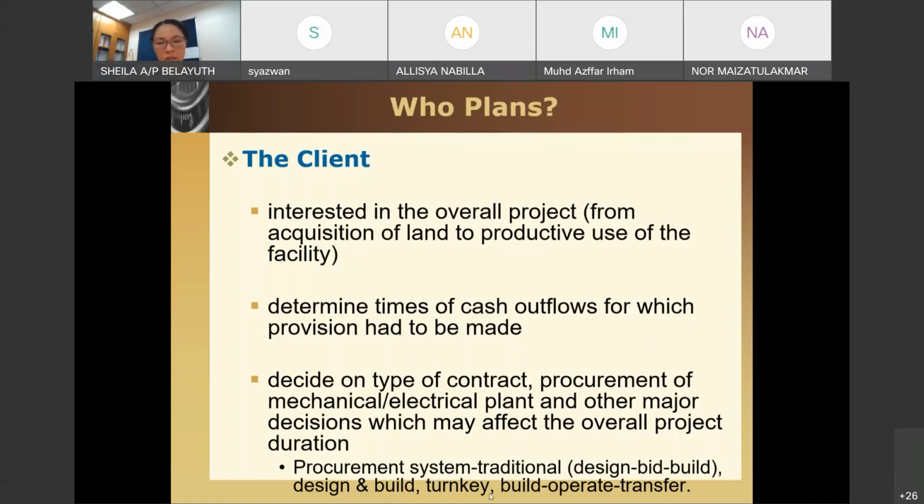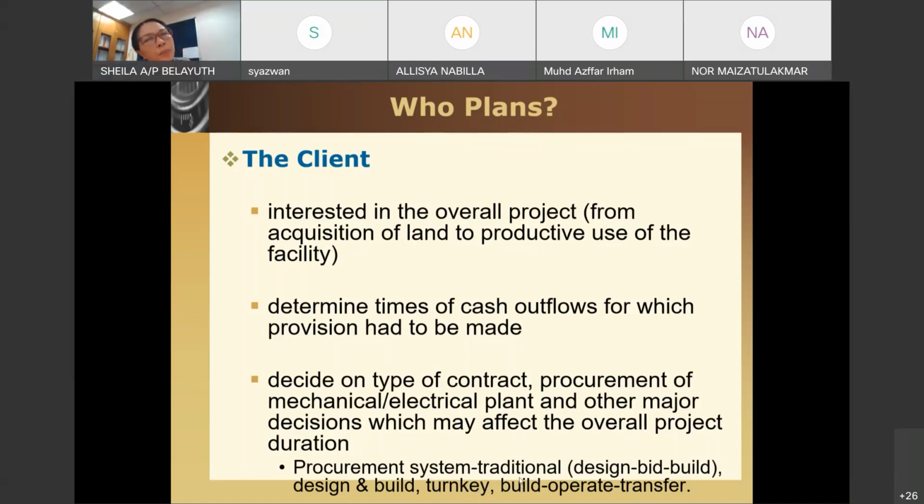So turnkey is similar, or sometimes we call design and build turnkey. Turnkey is where the project is completed until the owner, the end product is basically you just turn the key. Okay, so the entire set, build until turnkey.